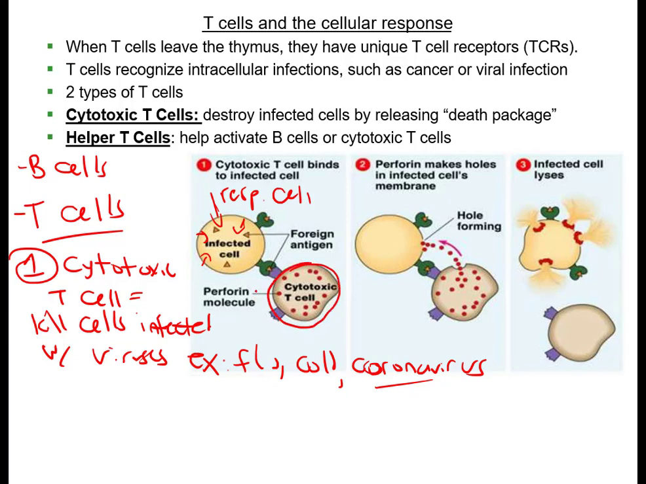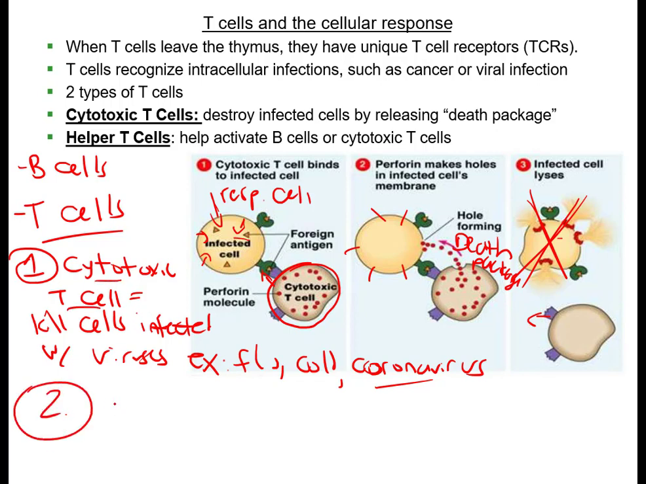All right, so what's going to happen is the cytotoxic T cell is going to bind to this infected respiratory cell. It's going to release a death package, kind of like the natural killer death package. But this death package is going to punch holes in the respiratory cell. Unfortunately, it's going to kill the infected cell, but it'll also kill any viruses that were hiding out in there. So it'll destroy it. And then the cytotoxic T cell can go off and find another cell to kill. So that's the job of the cytotoxic T cell.